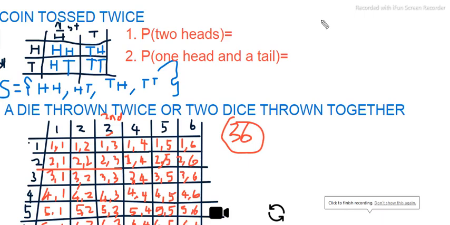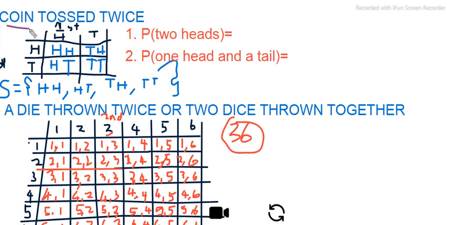Good day. So in this video, we'll be answering some possible questions on a coin tossed twice and a die thrown twice, or two dice thrown together. So we start with a coin tossed twice. Now already we said that if a coin is thrown once, two events are possible, and those events are a head and a tail.